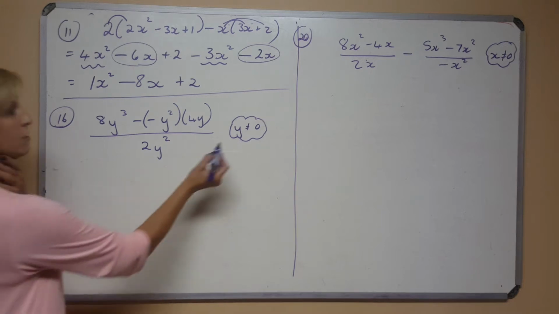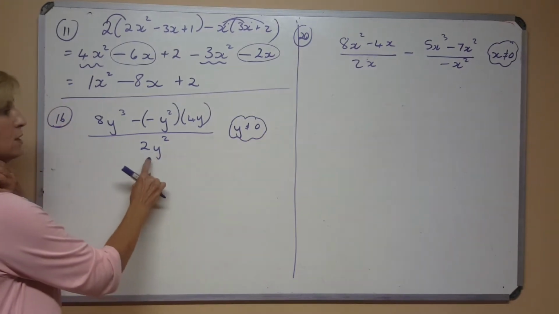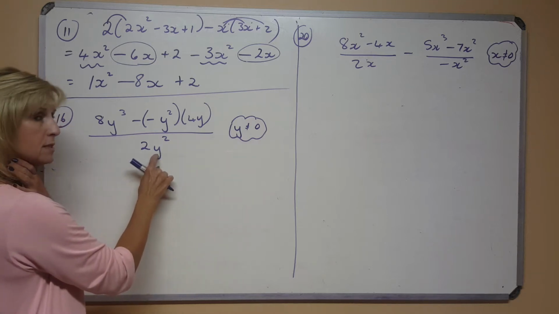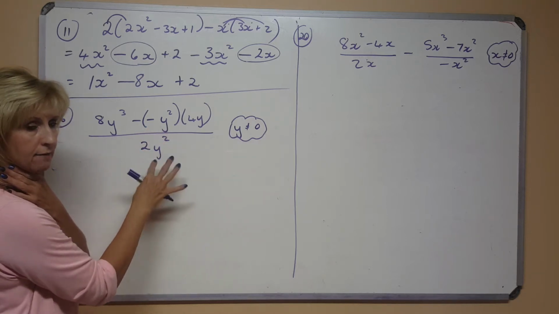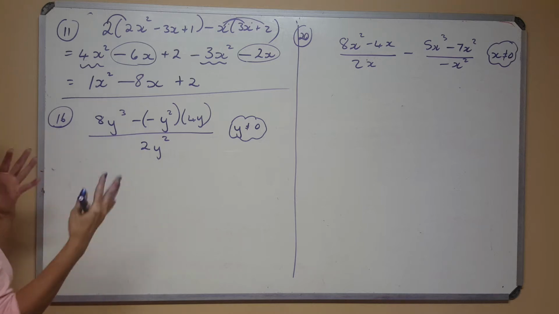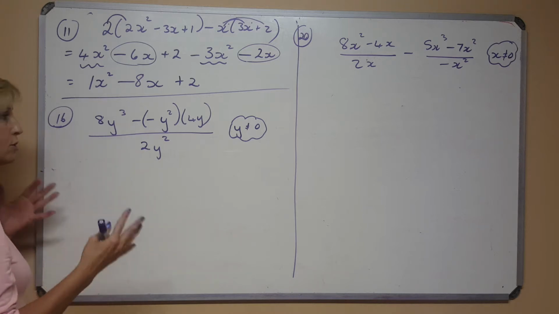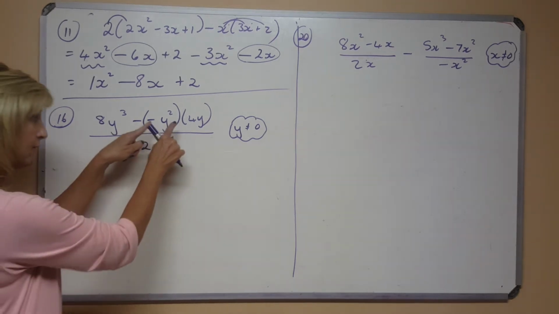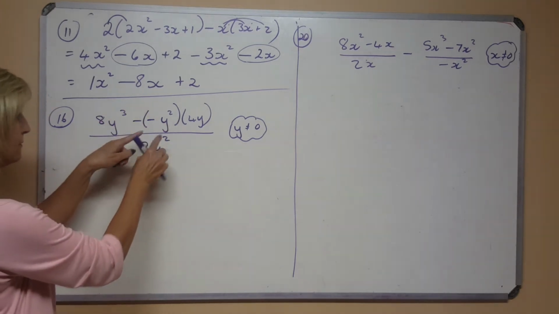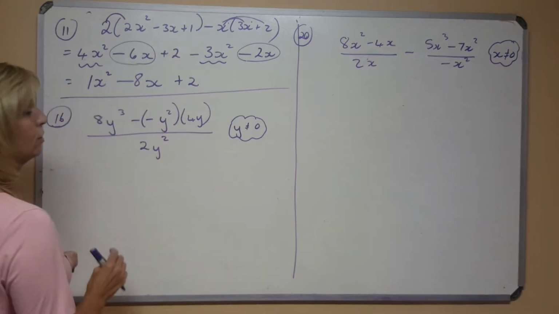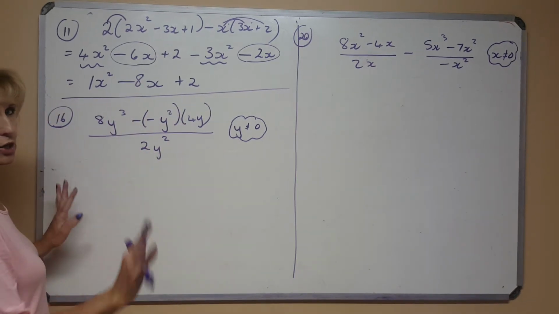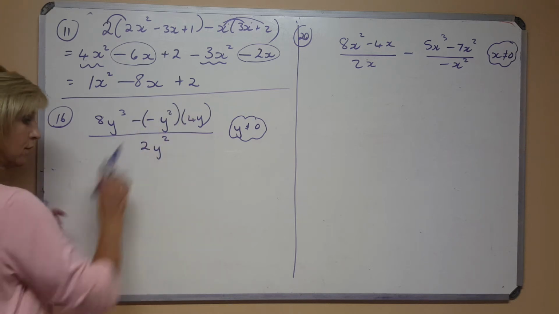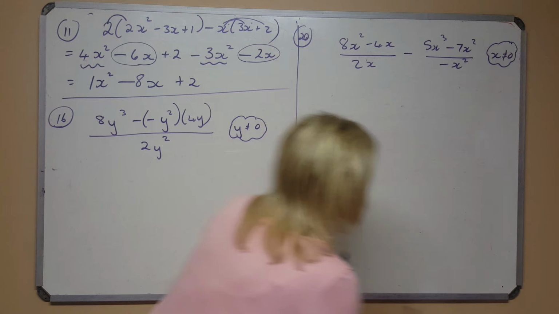Hoekom staan hierso by hierdie vraagie y mag nie 0 wees nie? Why is that specification there? Because if y was 0, the whole sum is missing, undefined. So I need to first decide what to start with. Don't start on silly methods. First thing is that bracket must be done. You could have said, put the both of them on each denominator first, or you could first say, times this all in. So this one has to be done first.